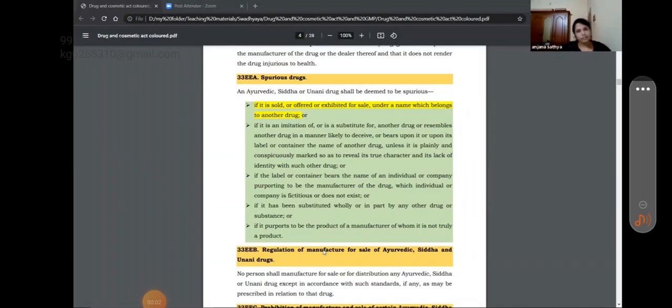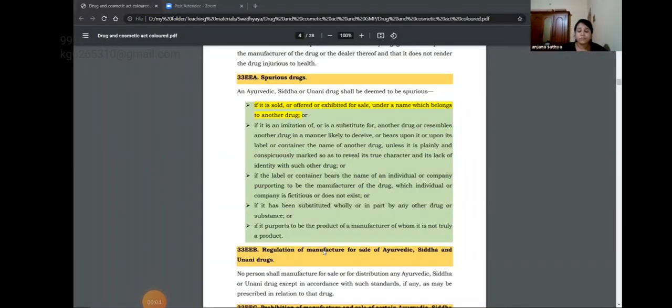We know that there is an already established company which sells a particular medicine. But if a company copies that same packing, same method of writing, same color variants, that is considered as spurious. So it is spurious imitation. If a company imitates certain other company's packing and all, it is known as spurious.